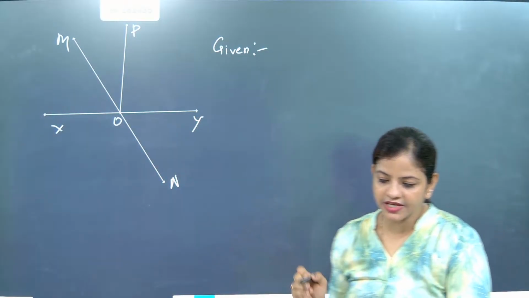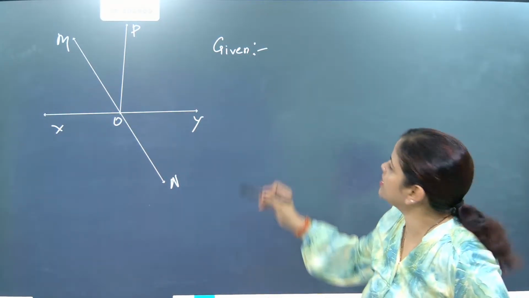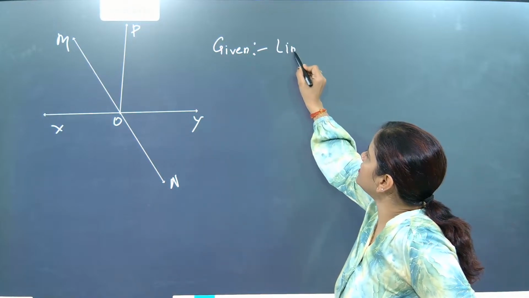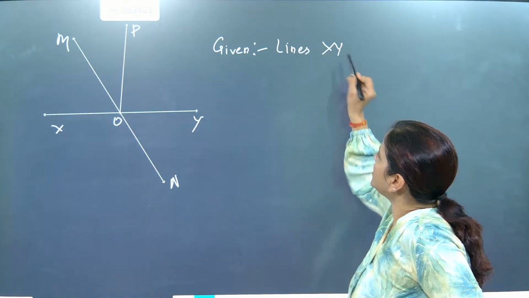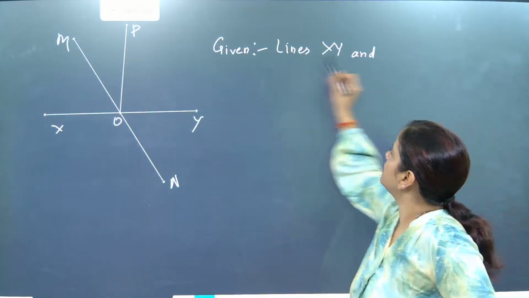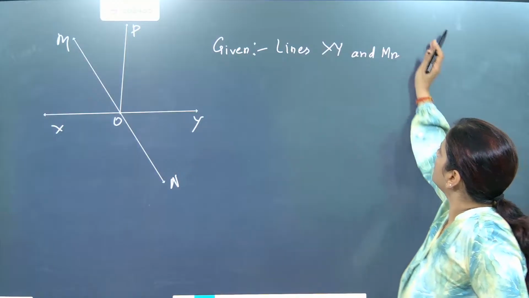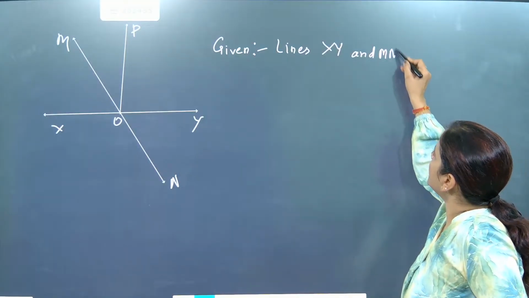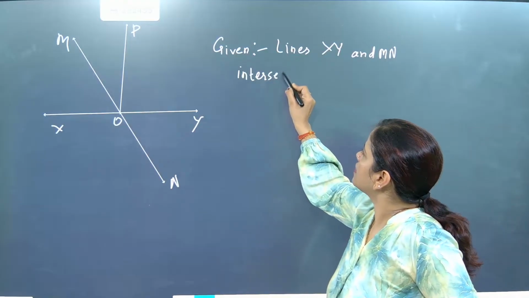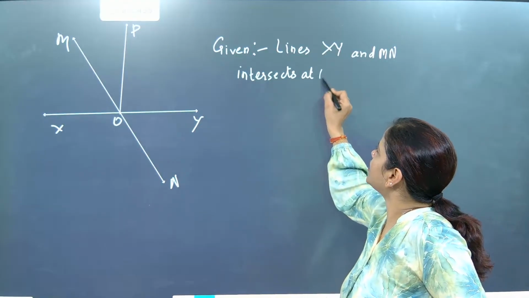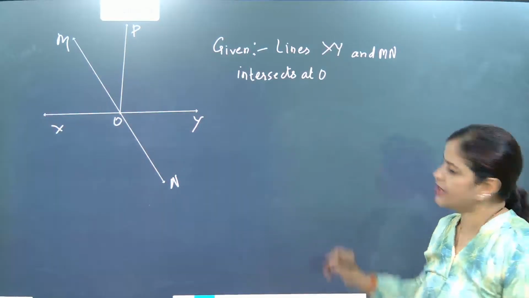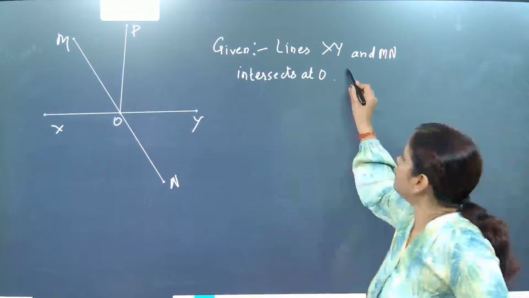Solving section is exactly, yes beta. So here, you check this one out. They have given what we are going to take. So lines xy and mn intersects at O. Okay, line mn and xy intersects at O.